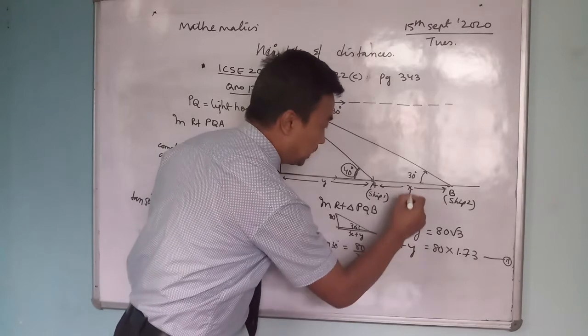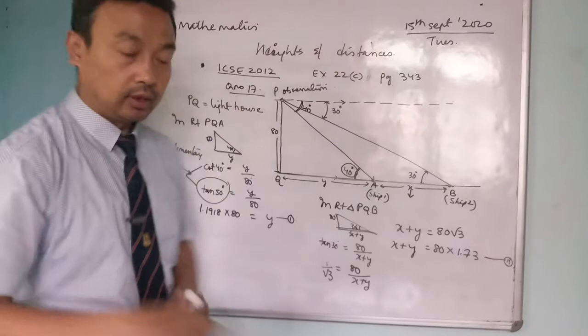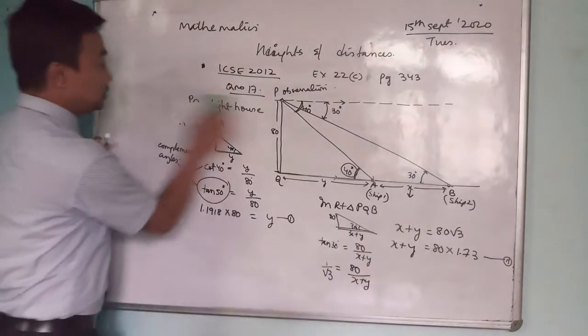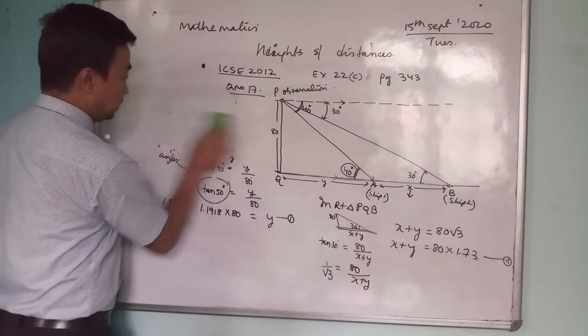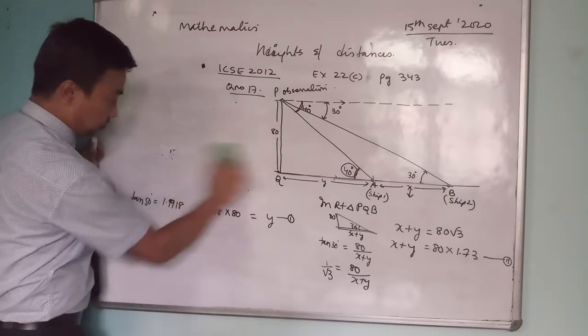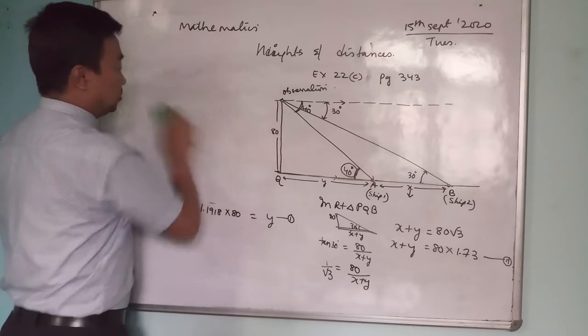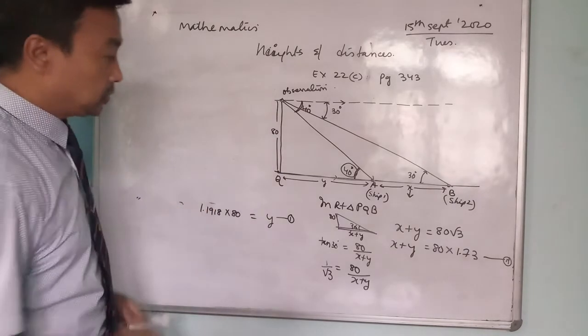Now you have to find the value of x, which is the distance between the two ships. Now you just have to substitute and solve. Why I did not multiply these two will be clear to you. Now just see, x plus y.